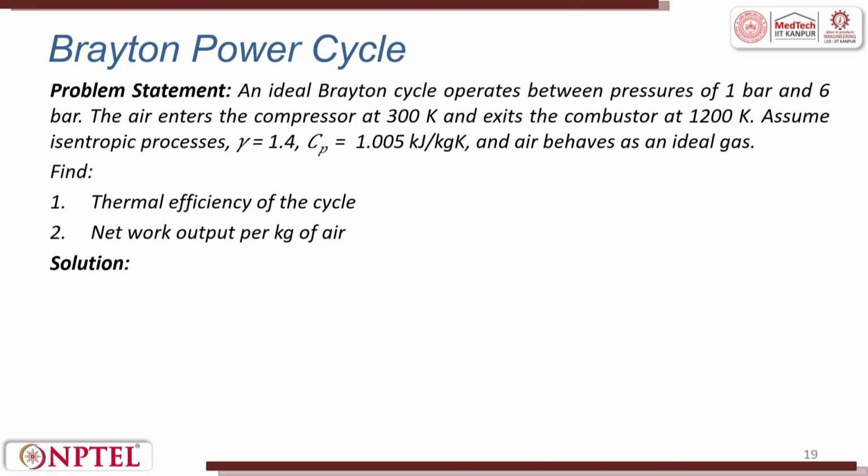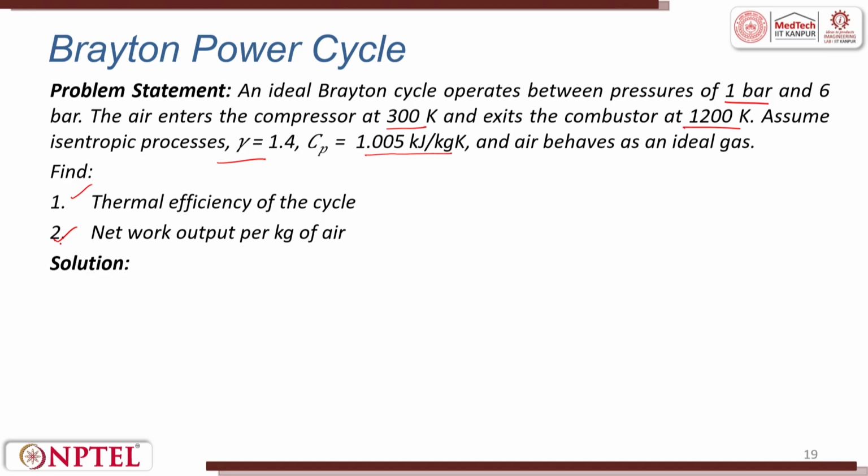I have another problem statement on the Brayton power cycle that I will leave you to work. I will just read it and give you certain hints on how to work on this. An ideal Brayton cycle operates between pressure of 1 bar and 6 bar. The air enters the compressor at 300 Kelvin and exits the combustor at 1200 Kelvin. Assume the isentropic process where gamma for air is 1.4, Cp is 1.005 kilojoules per kg Kelvin and air behaves as an ideal gas. Thermal efficiency of the cycle is to be determined. Net work output per kg of the air is to be determined.